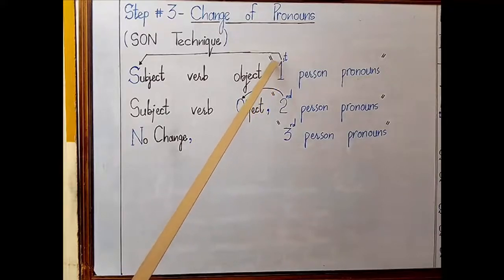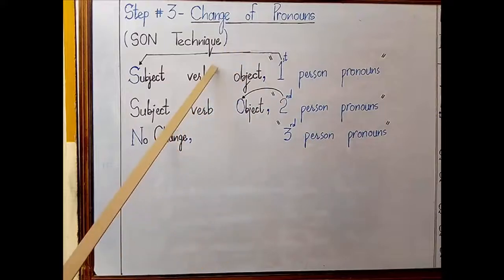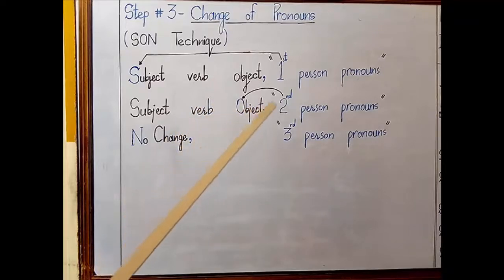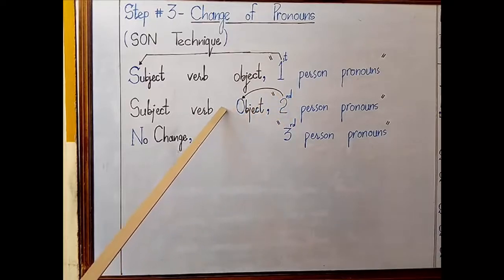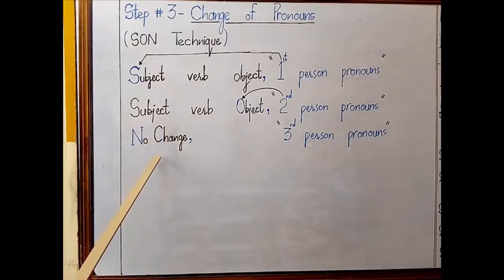You see, these pronouns are inside the inverted commas and these are reported speeches. If you have a second person pronoun in reported speech, you will change the second person from the object of reporting speech. And if you have a third person pronoun inside the inverted commas in reported speech, you make no change. There is no change in third person pronoun.